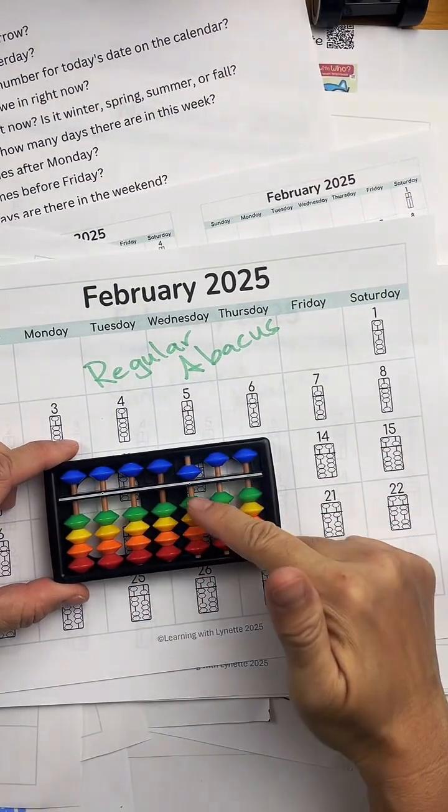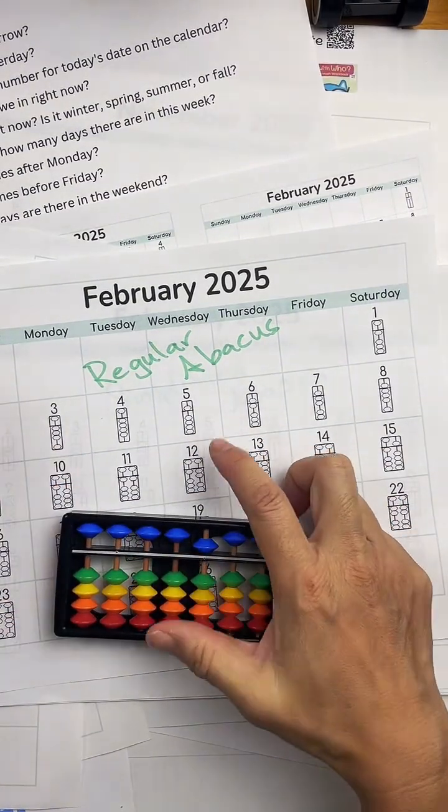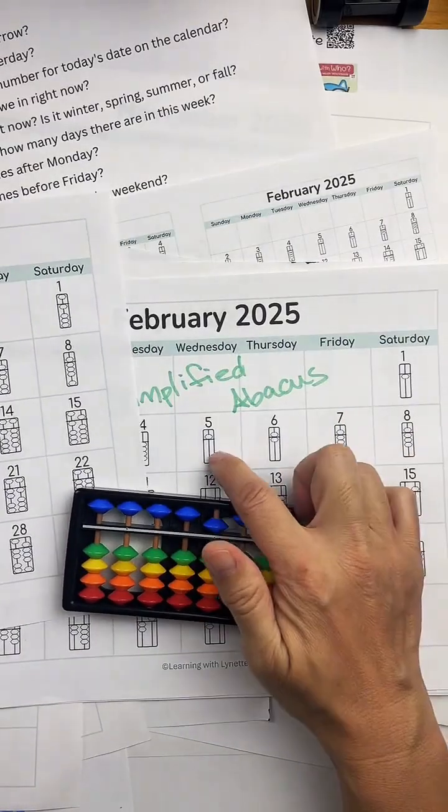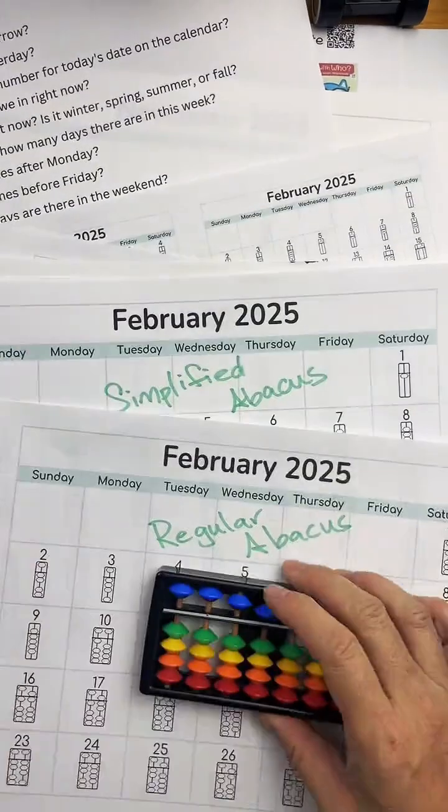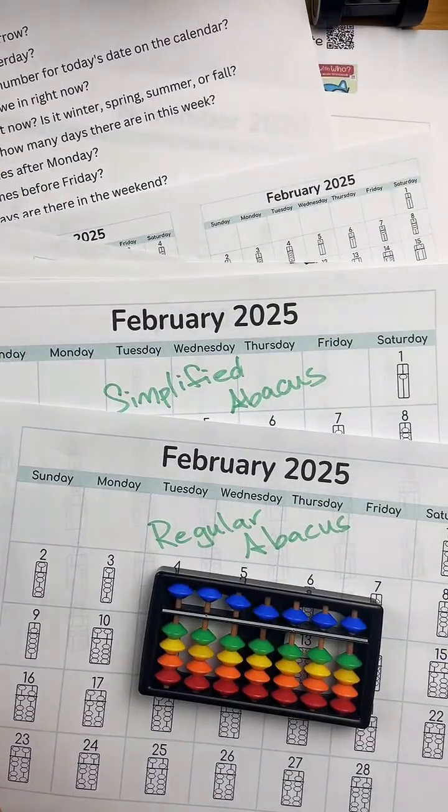Right? So if that's 5, we don't use this, but at least it's there. That's why it's called the regular abacus and the simplified abacus. Huh. Okay. So now I know my verbiage, but I'm trying to find my verbiage and I can't find it.